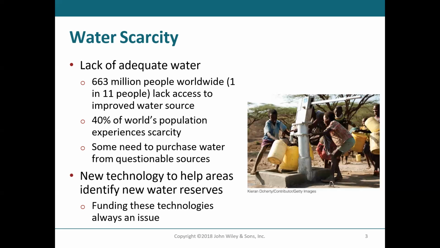However, in 2013, new satellite radar technology that was funded by UNESCO, which is the UN Scientific and Cultural Organization, located extensive underground reserves in Turkana, and that's why they are now drilling to pull out water and putting in these wells. However, and this is happening all around arid, water-lacking areas, funding these technologies is very difficult and can be expensive.